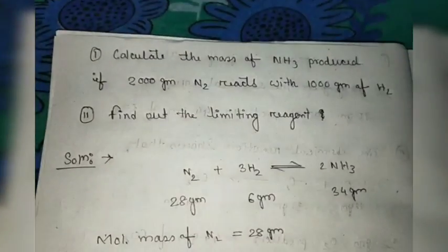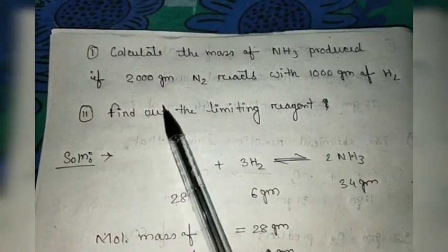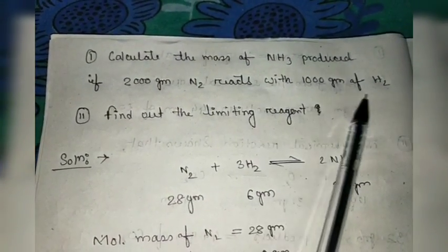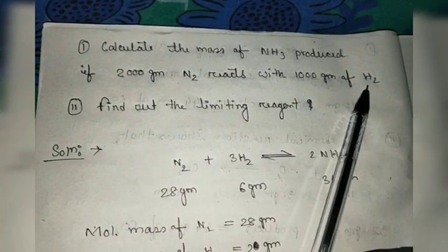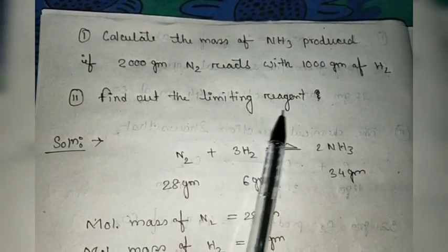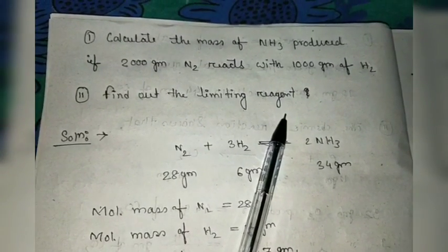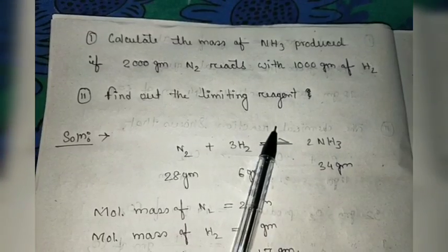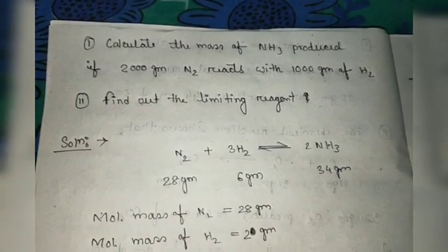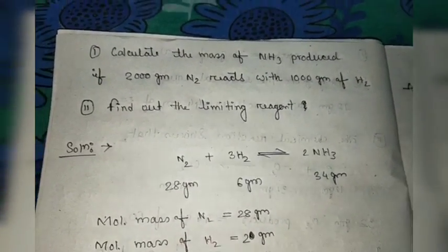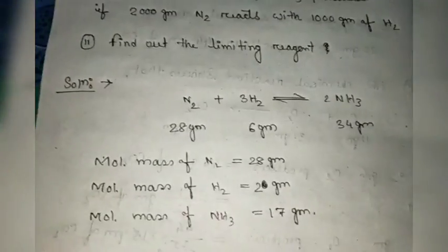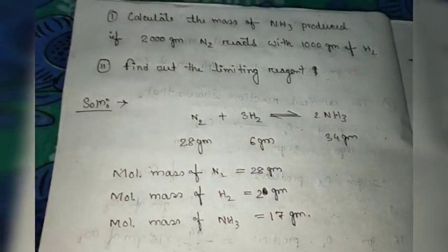The questions are: calculate the mass of NH3 produced if 2000 gram of N2 reacts with 1000 gram of hydrogen. And second, find out the limiting reagent. Those students who have not understood the limiting reagent, try to see these questions carefully.